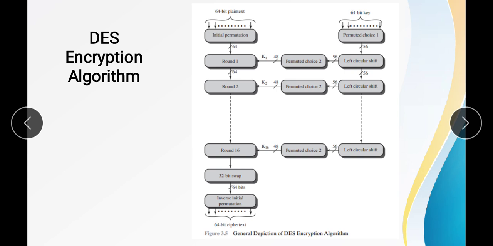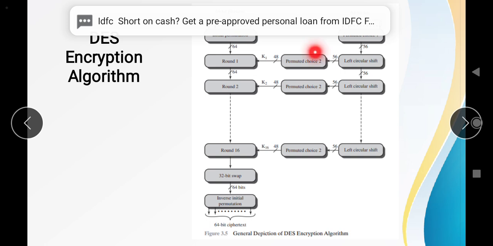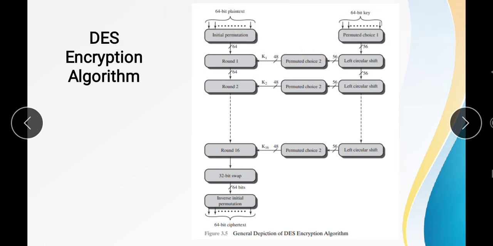Okay, so next is the block diagram of the Data Encryption Standard, that is DES, so we can easily understand the working. Here we have data that is 64-bit plain text, and we have a key that is 64-bit. Now what we have to do is apply that 64-bit data to the first round, and here we will use the first key, that is again a 48-bit key. Now how to get that 48-bit key?